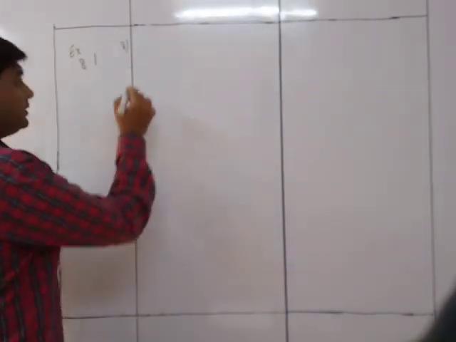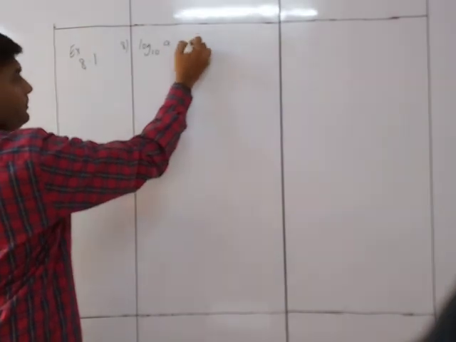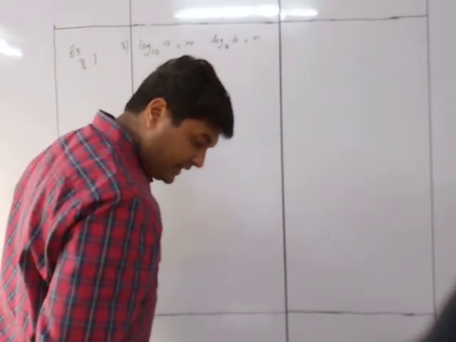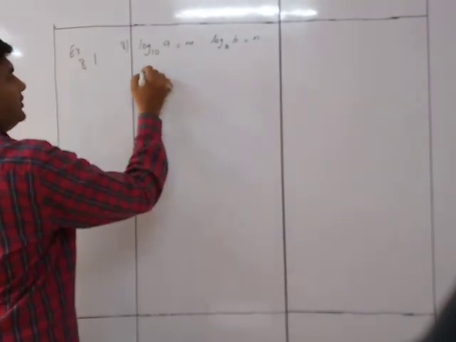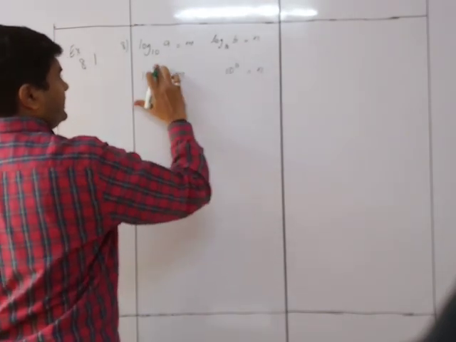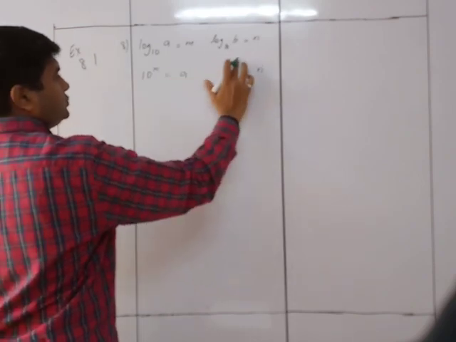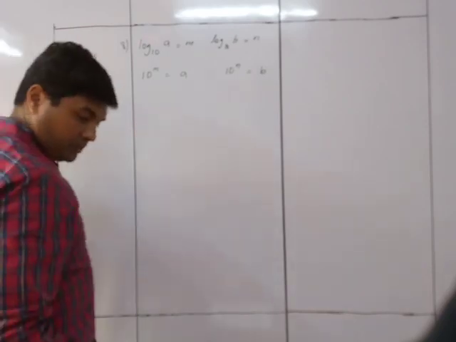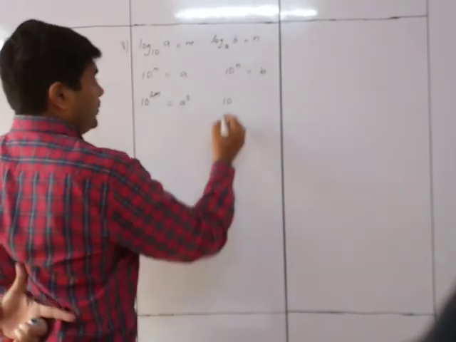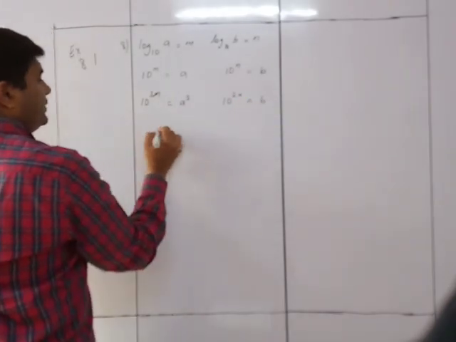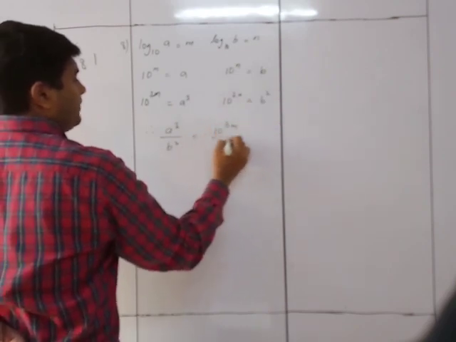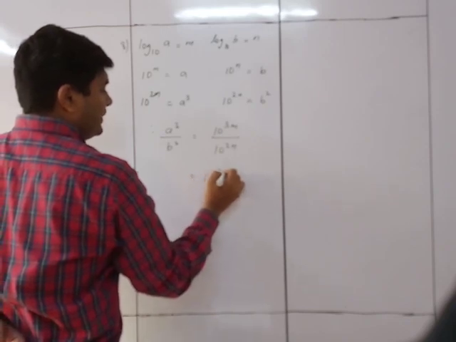Log of a to the base 10 is equal to m, and log of b to the base 10 is equal to n. Express a cube upon b square. So first of all, 10 raised to m is equal to a, and 10 raised to n is equal to b. Therefore a cube, so 10 raised to 3m is equal to a cube, and b square, so 10 raised to 2n is equal to b square. Therefore, a cube upon b square is equal to 10 raised to 3m upon 10 raised to 2n, which is equal to 10 raised to 3m minus 2n.